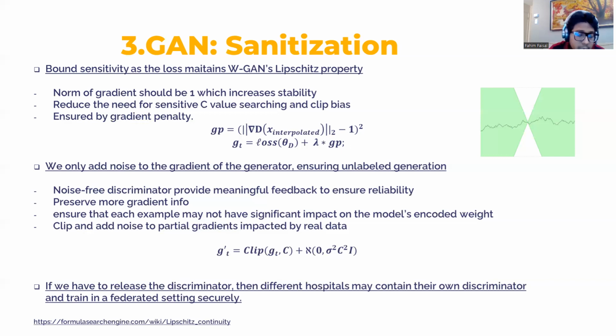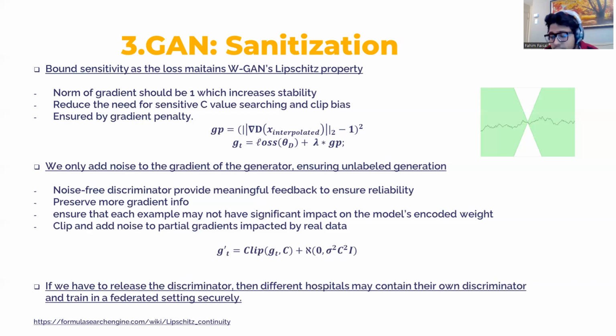In this case, it can be eliminated using gradient penalty or noisy gradient clipping, but here we are using gradient penalty. This is an extra term which is added to the loss and multiplied by lambda, which is a hyperparameter. To compute the gradient penalty, we subtract 1 from the norm of the gradient of the interpolated image. So this ensures stable training.